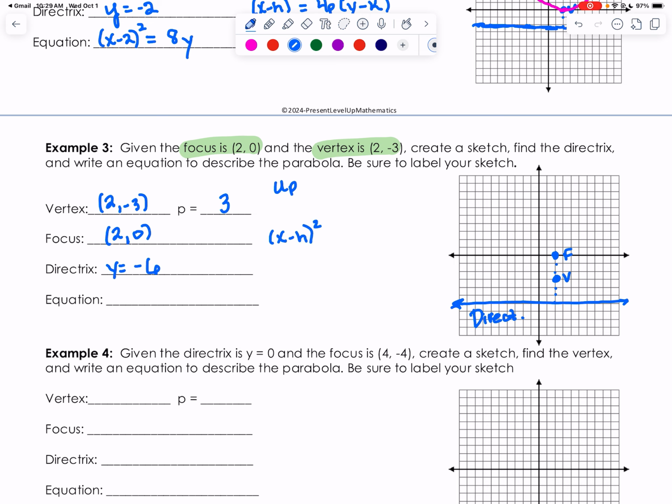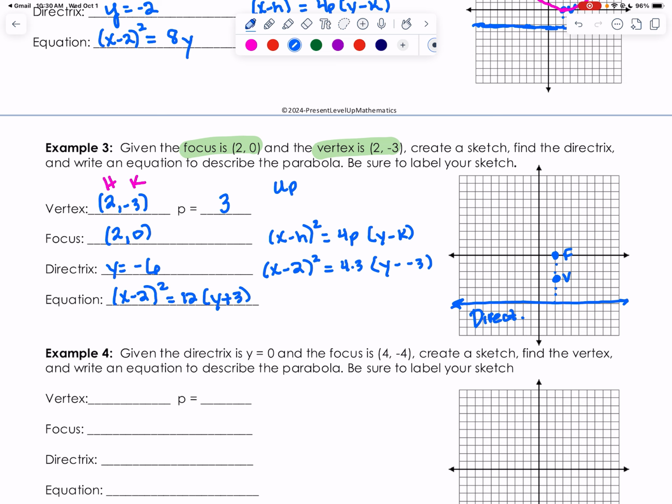All right, to get your equation, let's write down your general equation. (x - h)² = 4p(y - k). All right, I'll come up here and label this as h and k. And now we'll plug everything in. So this would be (x - 2)² equals 4 times 3 times (y - k), which is -3. Now I'll simplify that a little bit to (x - 2)² = 12(y + 3).